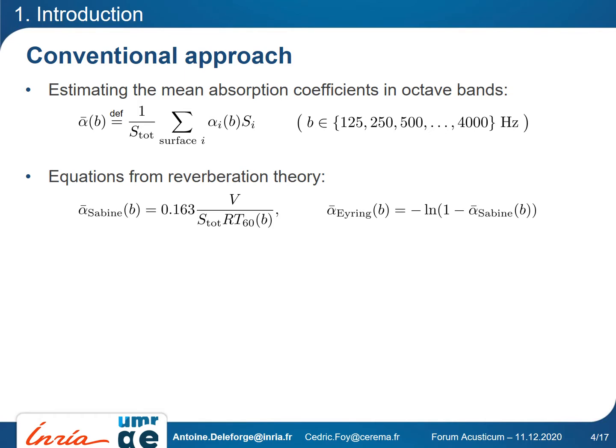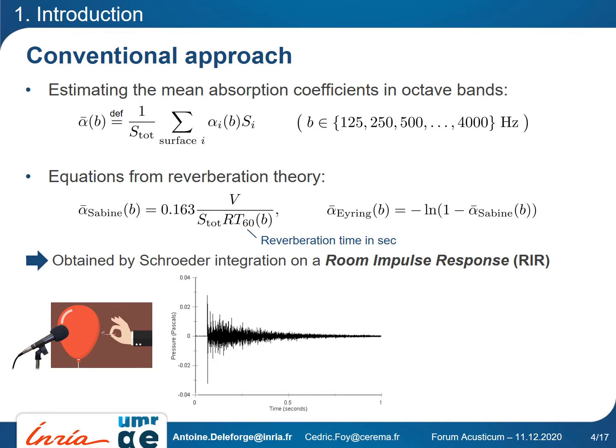Reverberation theory provides approximate formulas to estimate these mean absorption coefficients from measurements. The famous historical formula from Wallace Sabine and its slightly more precise variant by Eyring. Here, V denotes the room volume in cubic meters, and RT60 denotes the room reverberation time per octave band in seconds. The reverberation time is measured in a standardized way by Schroeder integration on a room impulse response, or RIR for short. By definition, a RIR is the acoustic response of a room to an impulsive point source.